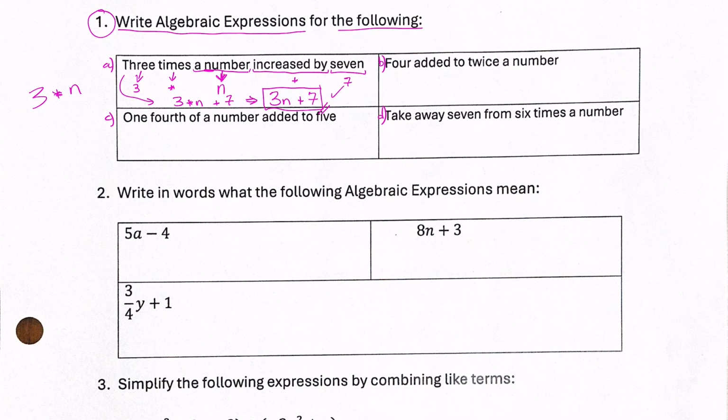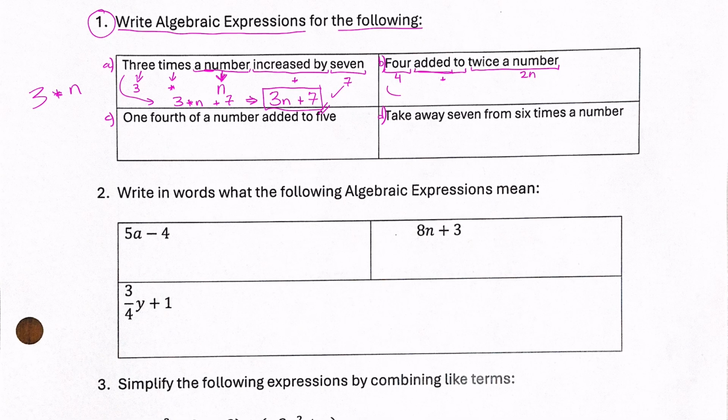Let's move on to 1b. 4 added to twice a number. 4 is the number 4. Added to means plus. Twice a number. Okay, so that goes together. We have our number again, n. And twice a number is kind of like doubling it. So it's actually 2n. So 2 times n, or just 2n for simple.